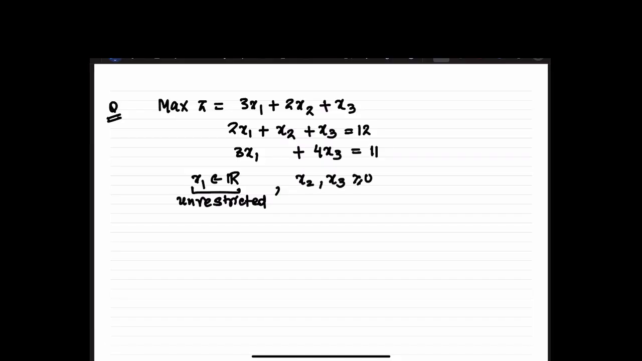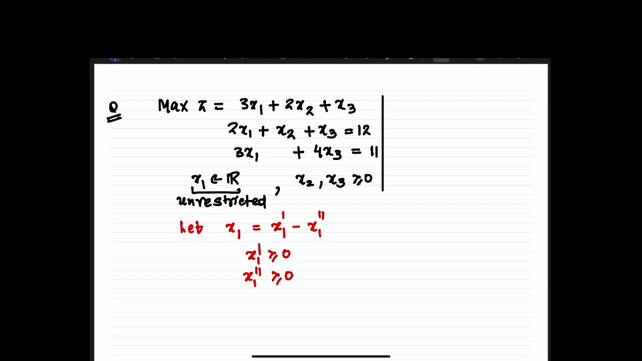x2 and x3 are both non-negative. So the first thing is to make the replacement for x1. So what is the replacement? We assume x1 to be a difference of two non-negative variables. So x1 dash is non-negative and x1 double dash is also non-negative.